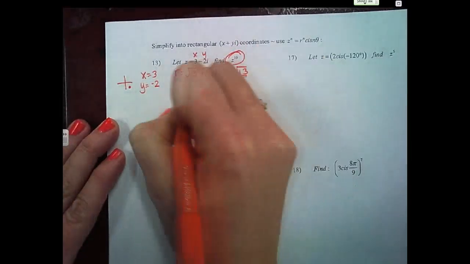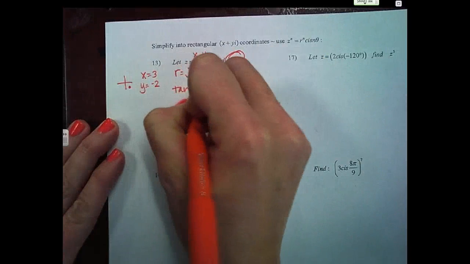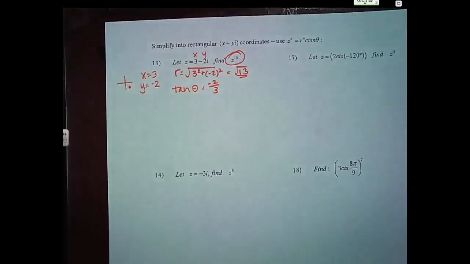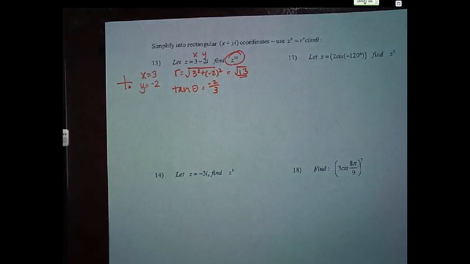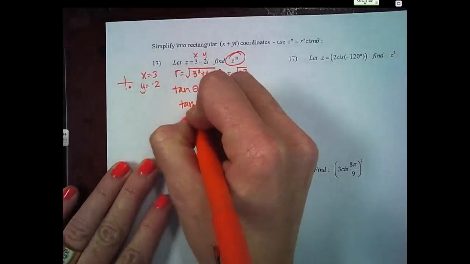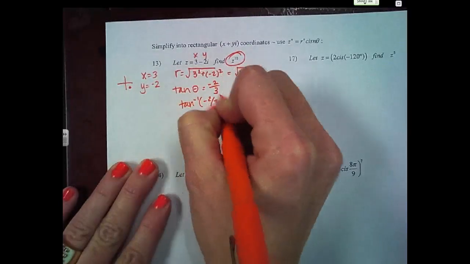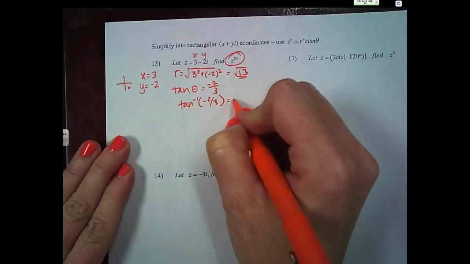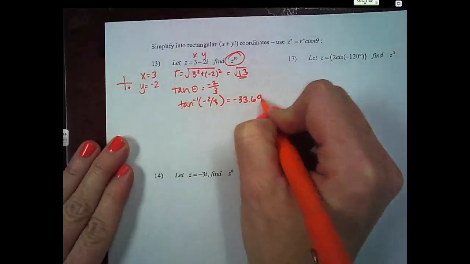Now you have to find theta, so tangent of theta is y divided by x, so negative 2/3. That is not on the unit circle, so use your calculator now. You're just going to type in your calculator the inverse tangent of negative 2/3. And you end up getting negative 33.69 degrees.